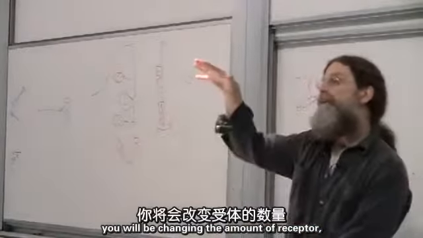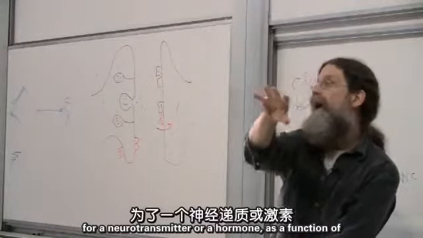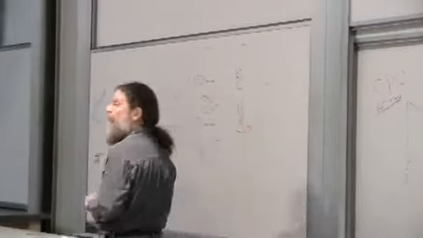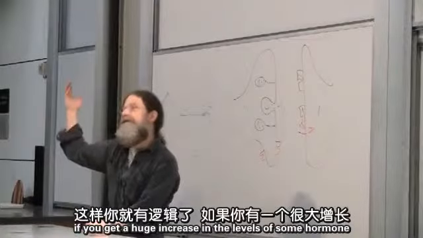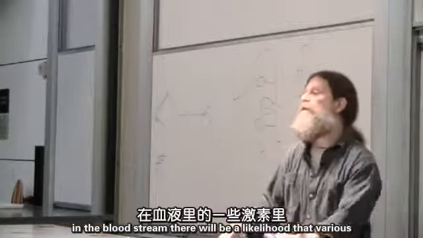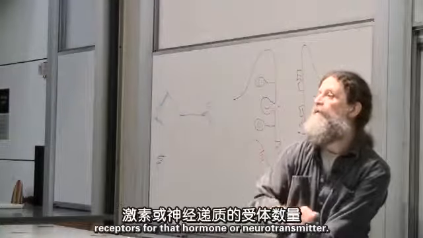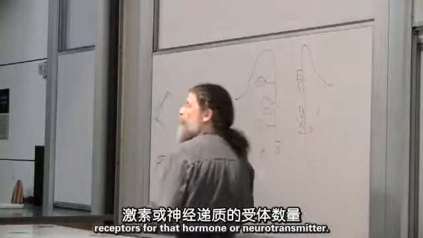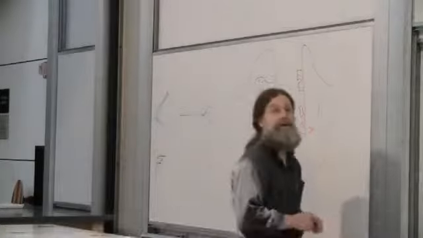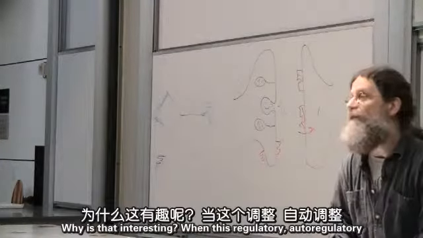Within the realm of neuroendocrine stuff, you will be changing the amount of receptor for a neurotransmitter or hormone as a function of the levels in the bloodstream. And thus, you have this logic. If you get a huge increase in the levels of some hormone in the bloodstream, there will be a likelihood that various target tissues will begin to downregulate the number of receptors for that hormone or neurotransmitter. Conversely, if levels go way down, receptors go right up, and this is a general feature of all these neural and endocrine systems. Why is that interesting?